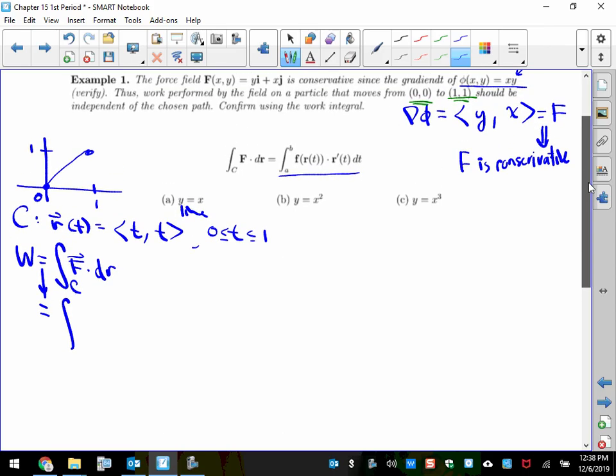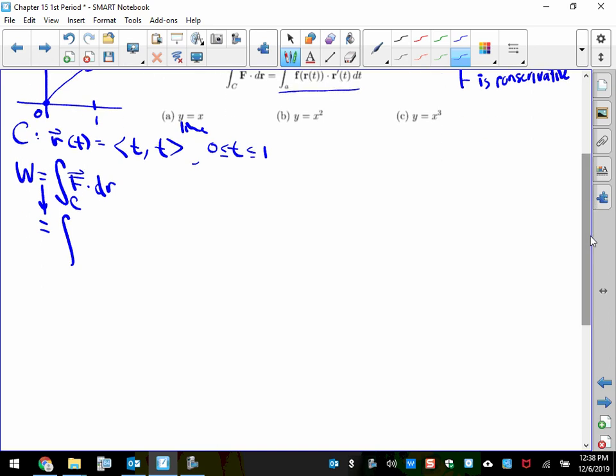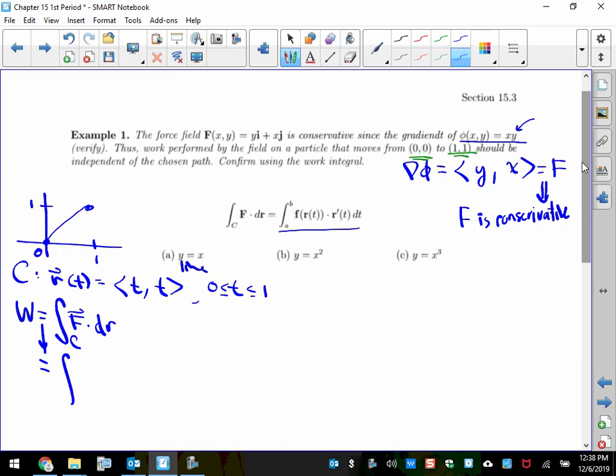Okay. What am I struggling with? Oh, so what we're going to have to do to break this down further here is use the definition that we learned last time for line integrals.